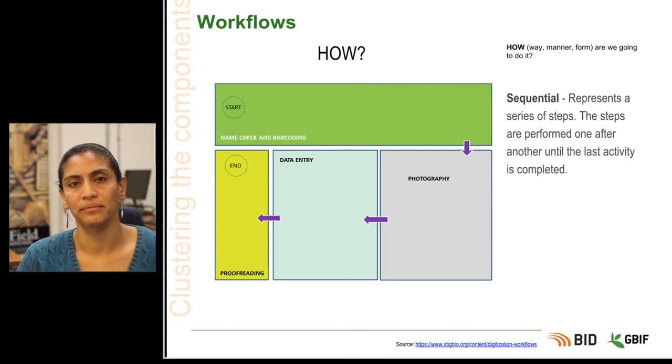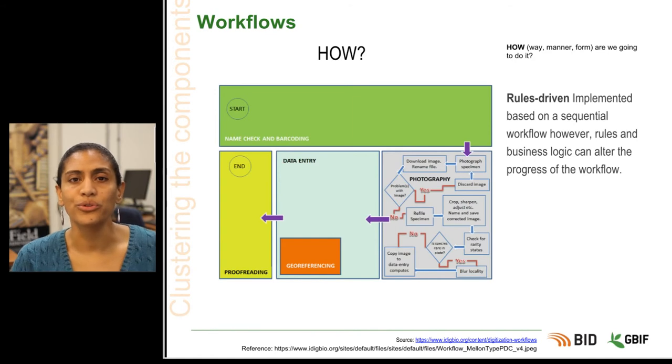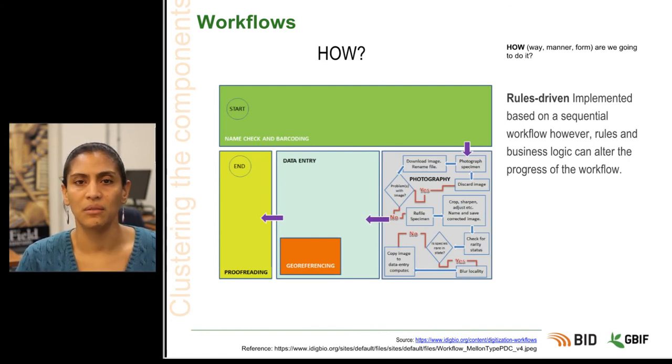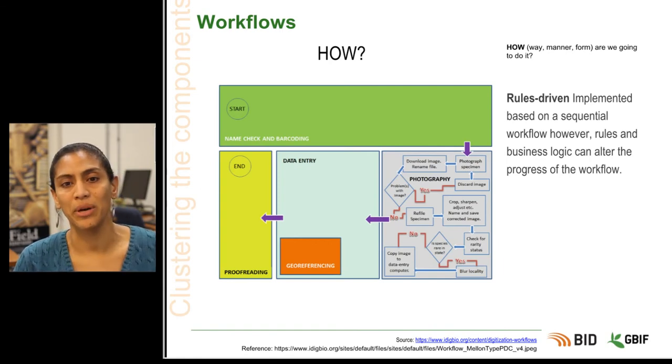Rules-driven workflows often also have an underlying sequential workflow as previously described. However, within each task cluster, rules and logic can alter the process and progress of the workflow. In this example, in the lower right corner in the photography task cluster, there is a quality check logic gate. If there is a problem with the image, it is discarded and the specimen goes back to be photographed. Only when the quality check has been passed can the workflow continue and the specimen be refiled.